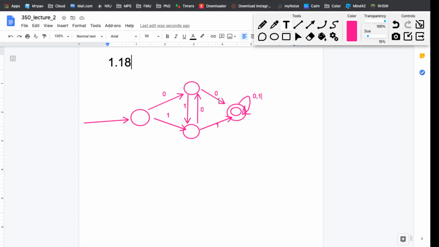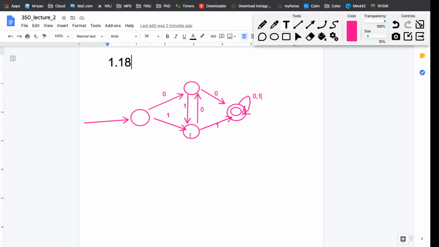What do I need to have? Like 0 from here, 1 from here. Okay, so let's think about the physical meaning of each state. Okay, so this doesn't mean much. This guy, what does that mean? That means the last symbol we saw was 0, because the only way to get to the state is either this arrow or this transition, right? 0 in both cases. What about this guy?